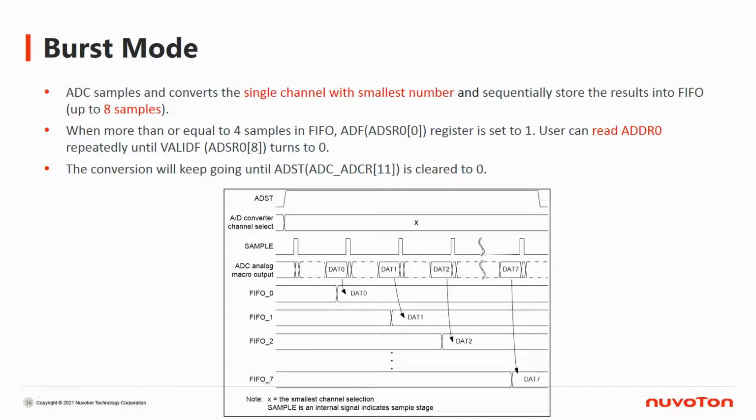VALIDF, the valid flag, will be set to 1 when there is valid data in ADDR0. User can read ADDR0 repeatedly until VALIDF turns to 0. The conversion will keep going until ADST is cleared to 0.